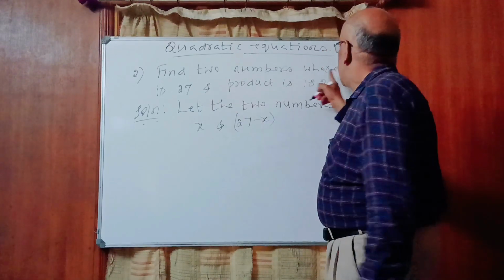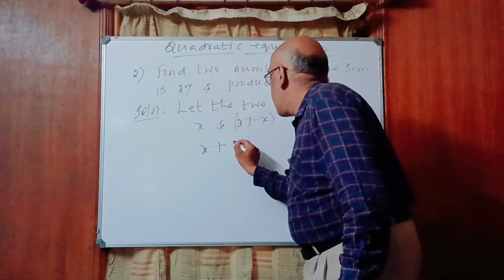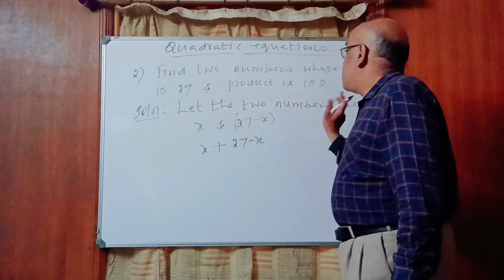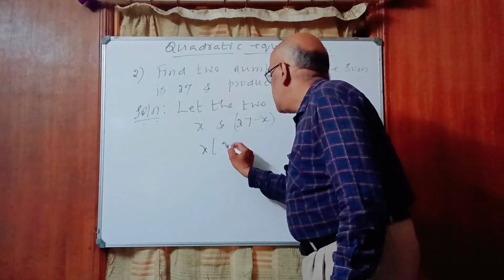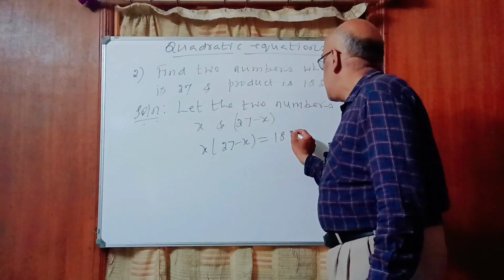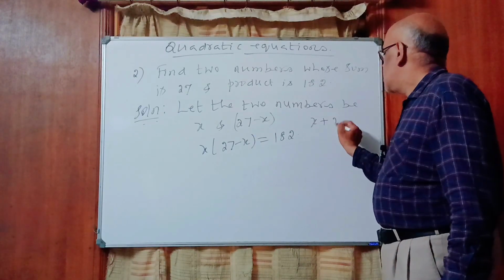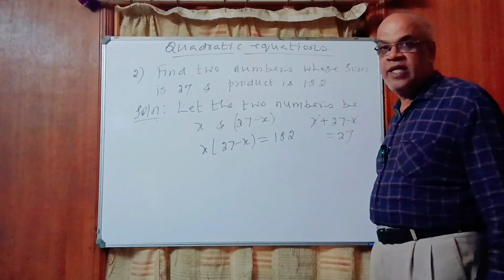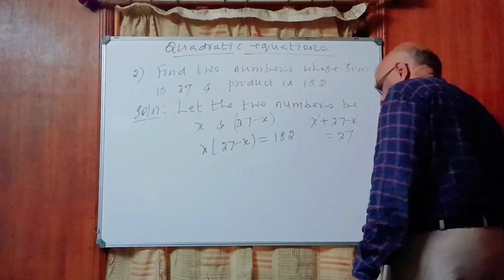So come to the condition. Whose sum is 27? Sum means again plus: x plus 27 minus x is 27, and product is 182. Product means what, children? x into 27 minus x is 182. The sum will come as 27 only, because x plus 27 minus x will be how much? 27, because x gets cancelled. Put the second condition. x into 27 minus x will be 182, children.